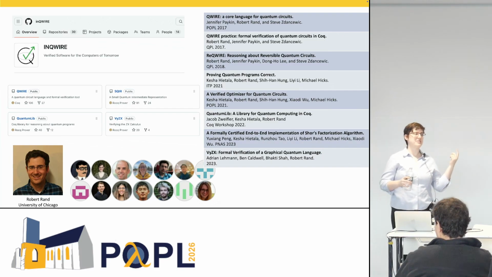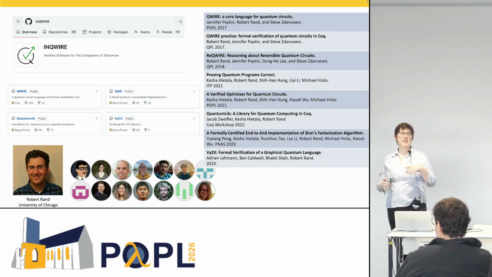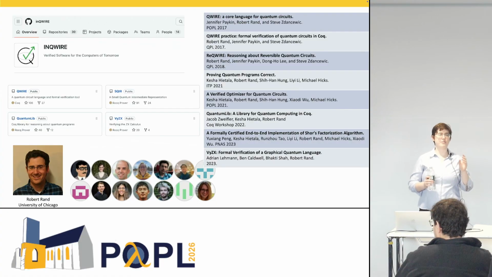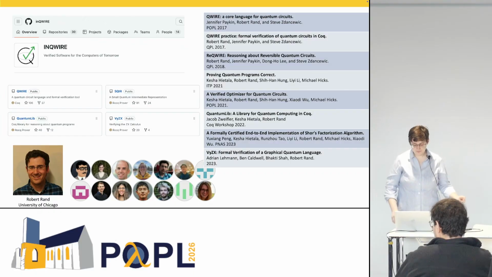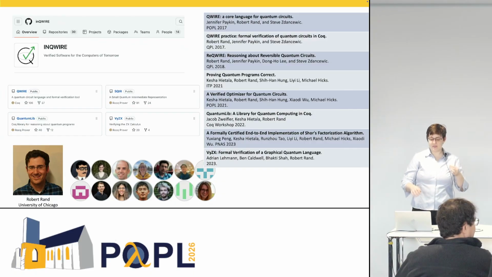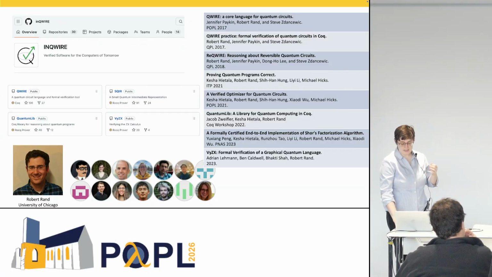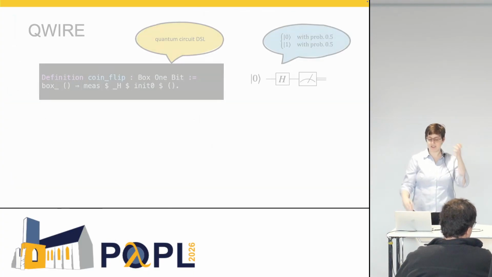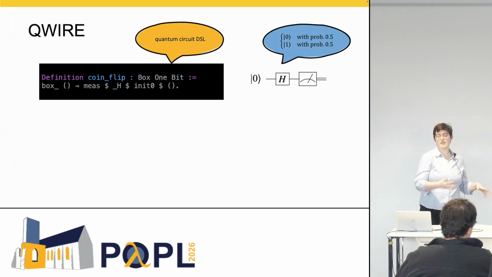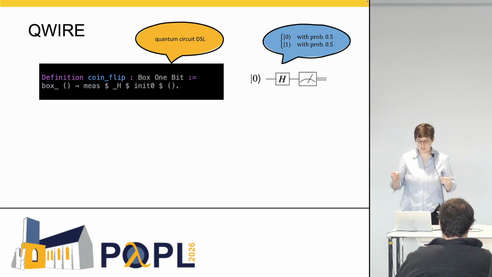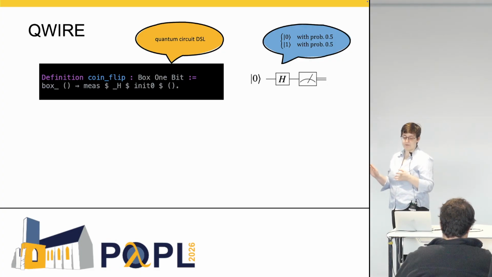This is work that I was involved in early on, but since then has taken off under the direction of Robert Rand and a whole bunch of other collaborators. Inquire, and its first iteration, which was Quire, is a system for formally verifying quantum programs in Rock. So let's start off with a simple example.